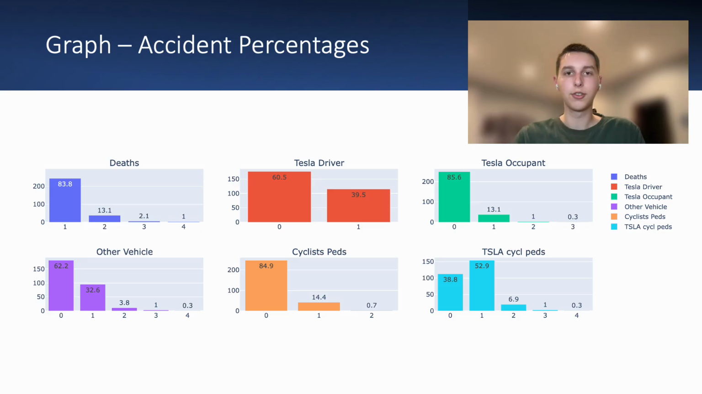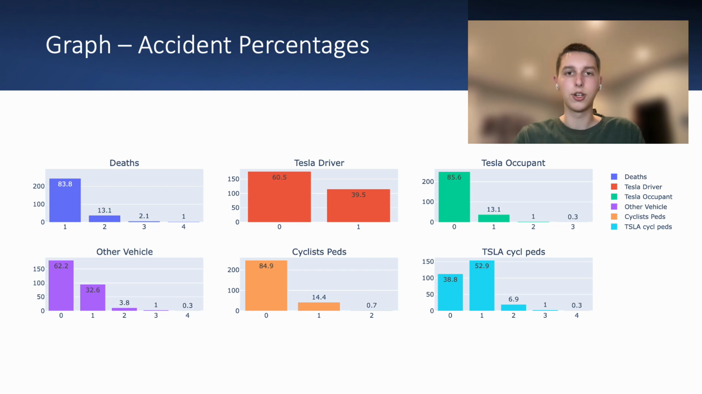Here are several graphs showing the number of deaths in Tesla-related accidents, categorized. The first graph shows the number of people who died in each accident as a percent. The second shows whether or not the driver of the Tesla was killed in the vehicle. The third graph shows the number of passengers who died in each accident.